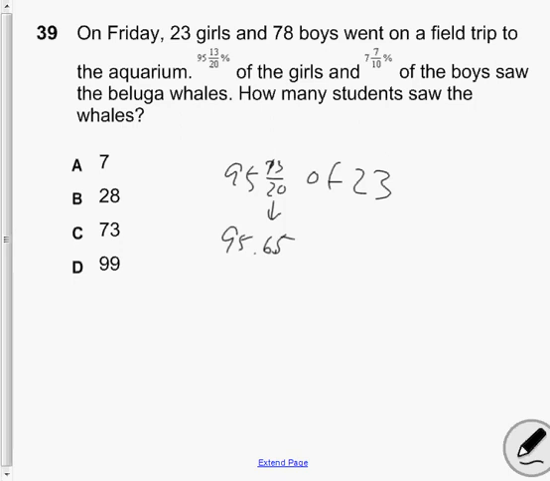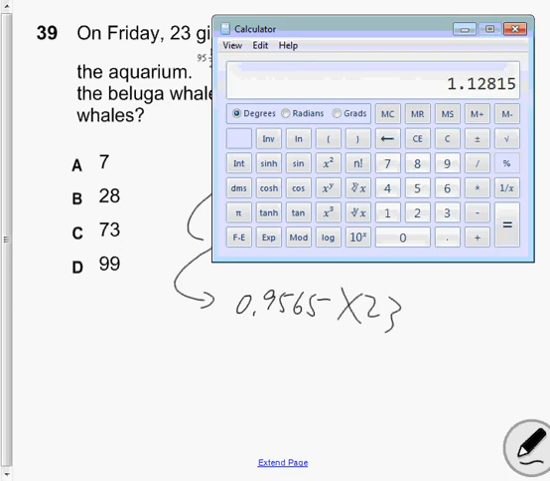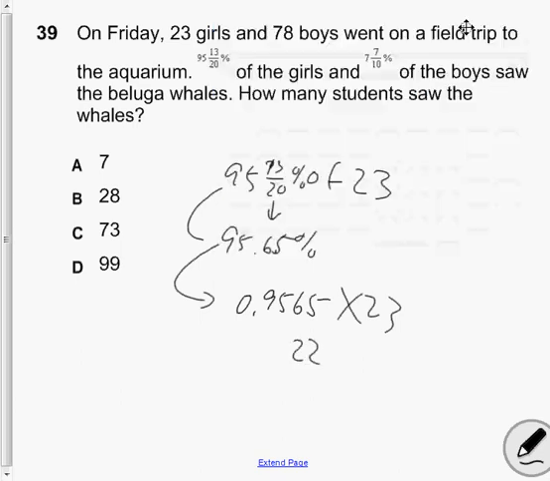95 and 13/20% is 95.65%, which means as a decimal, 0.9565. So really, this is how many girls saw it. So if I take my calculator and go 0.9565 times 23, roughly 22 girls. Is that right? Oh yeah, 22 girls, roughly. I guess there wasn't a part girl there.